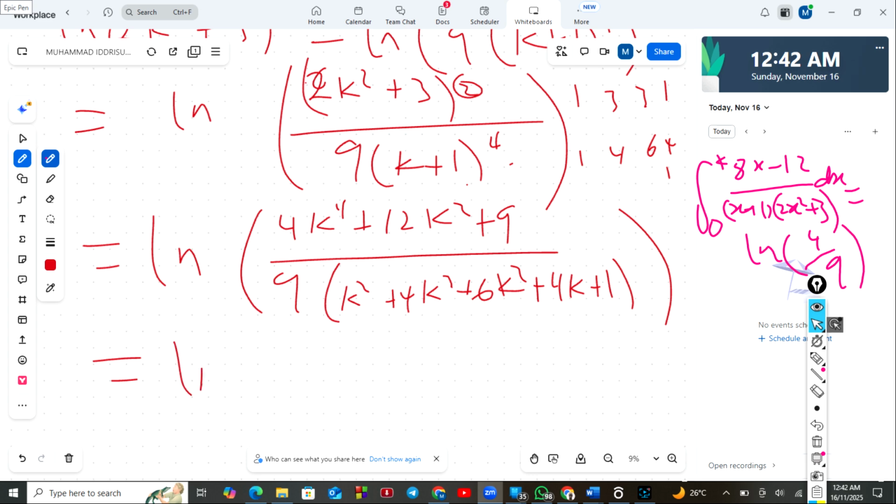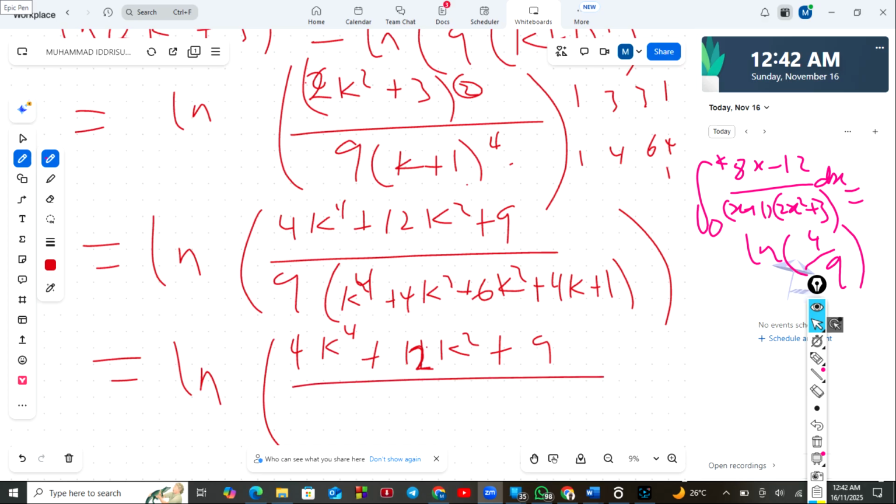So this is equal to ln of 4k to the power 4 plus 12k² plus 9, all over 9k to the power 4 plus 36k³ plus 54k² plus 36k plus 9.